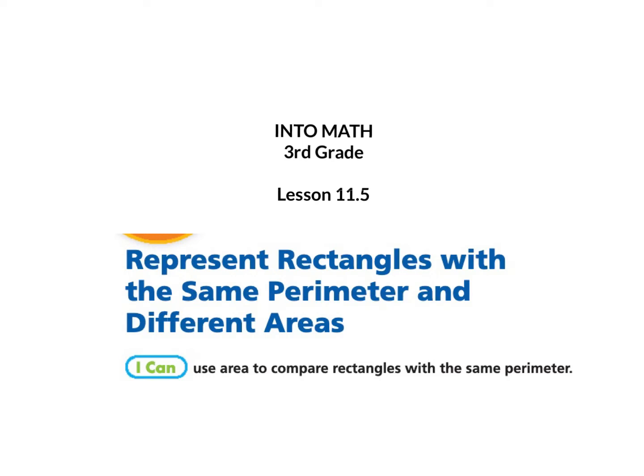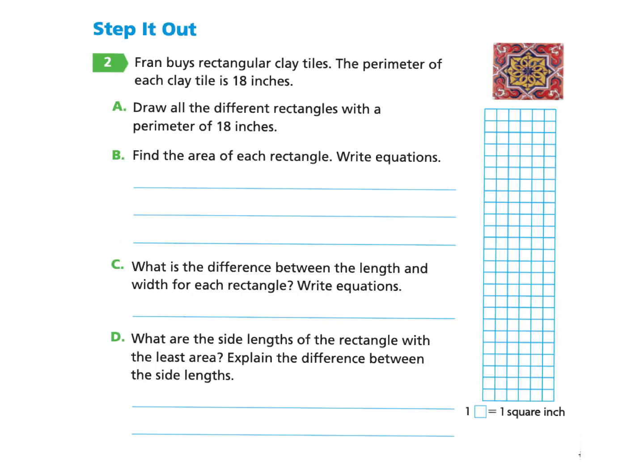This is Into Math 3rd grade, lesson 11.5. Represent rectangles with the same perimeter and different areas. I can use area to compare rectangles with the same perimeter. Please gather your workbook and a pencil and turn to page 320.